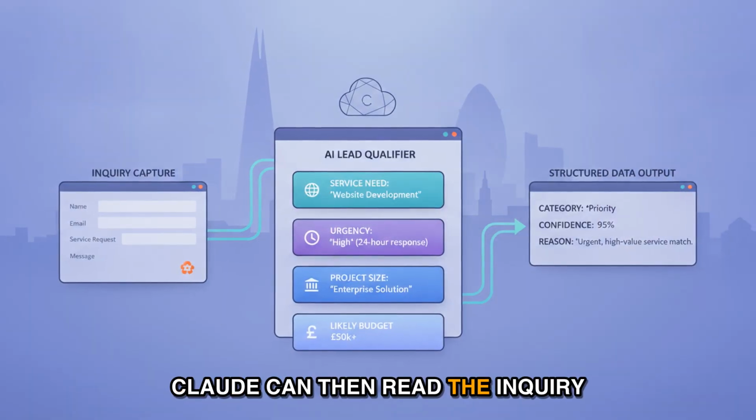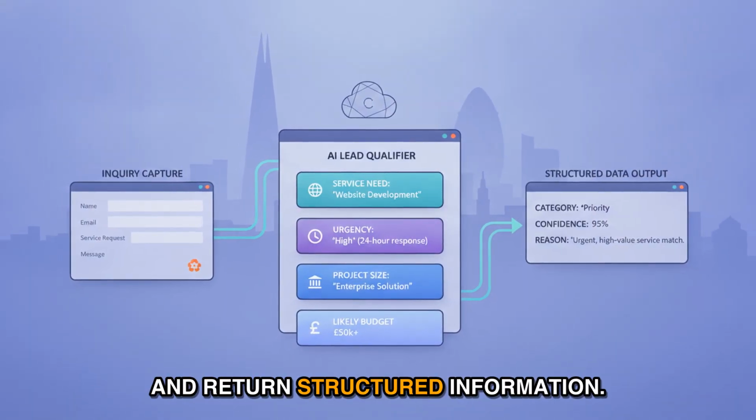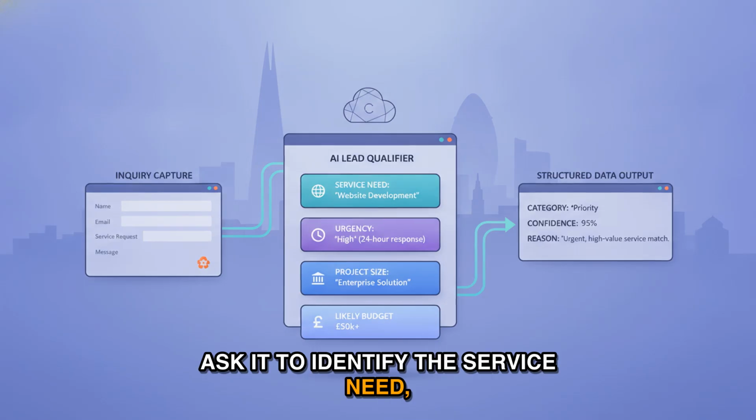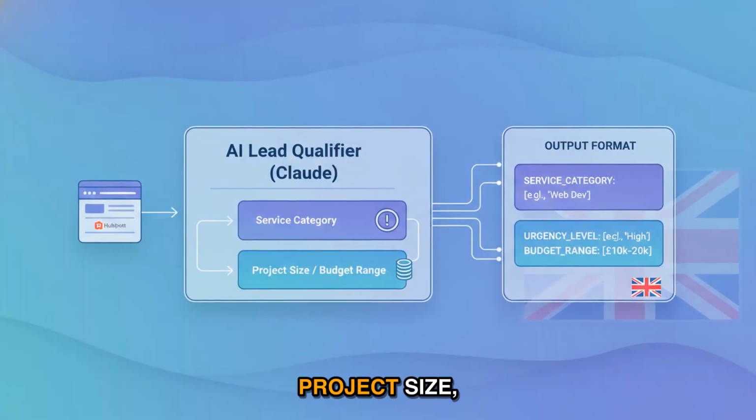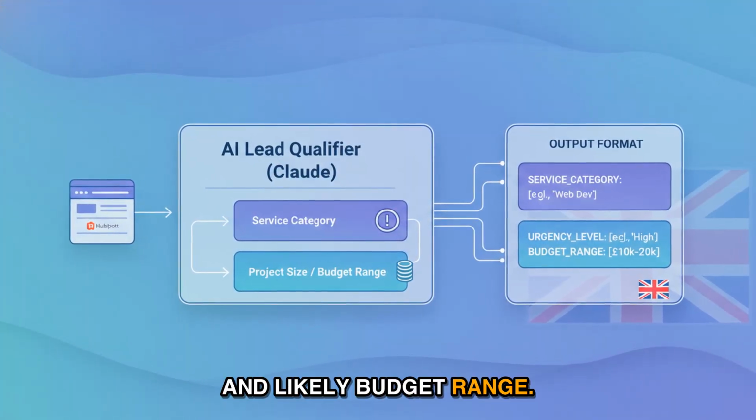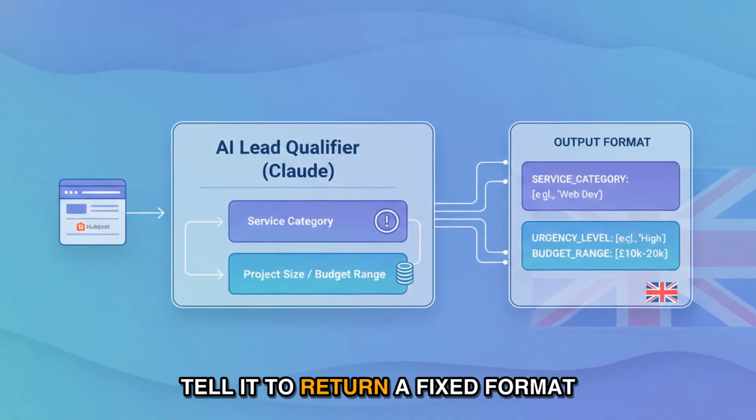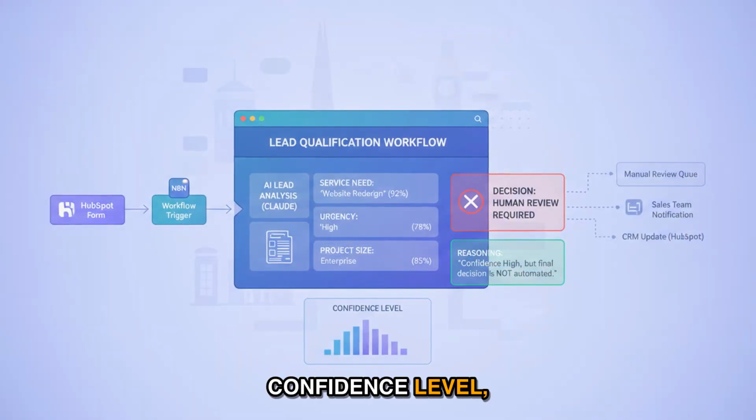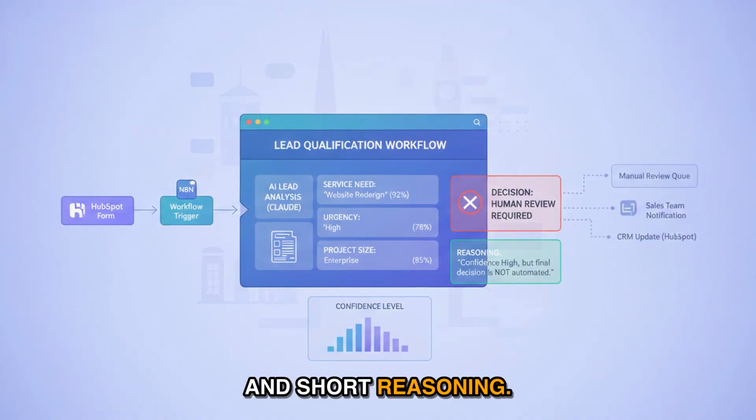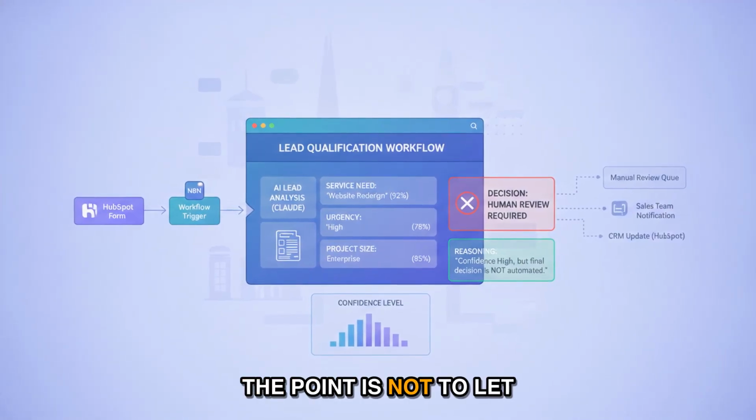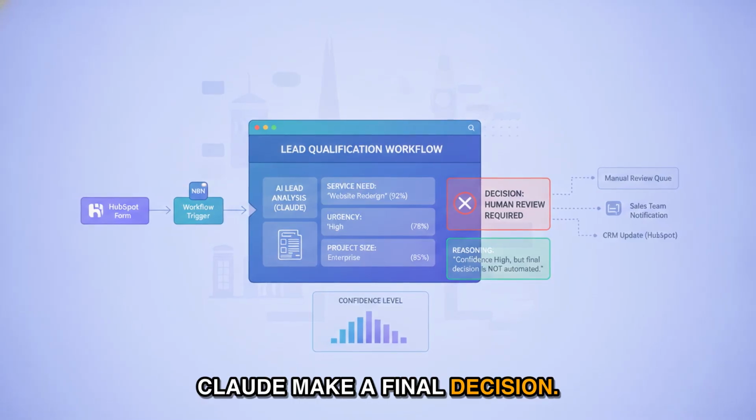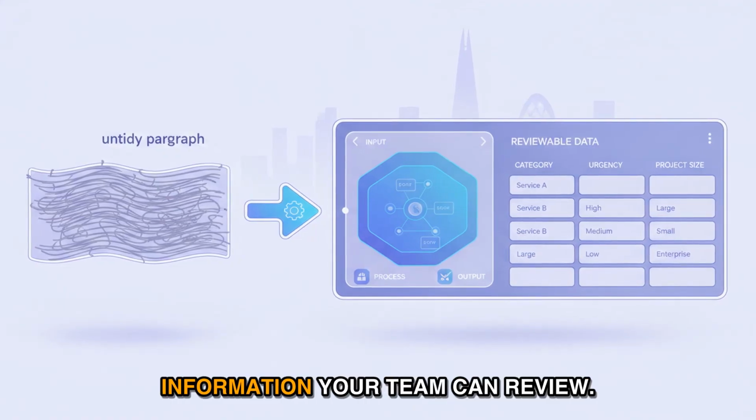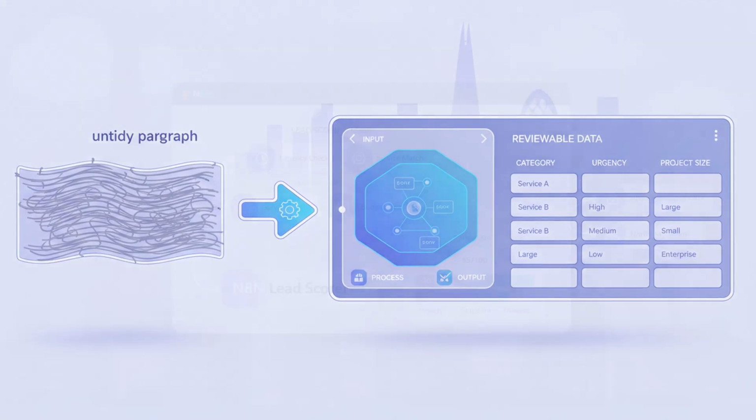Claude can then read the inquiry and return structured information. Ask it to identify the service need, urgency, project size, and likely budget range. Tell it to return a fixed format, such as a service category, confidence level, and short reasoning. The point is not to let Claude make a final decision. The point is to turn an untidy paragraph into consistent information your team can review.